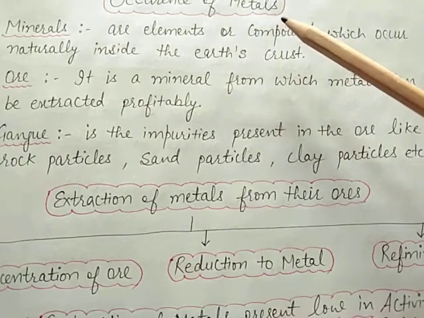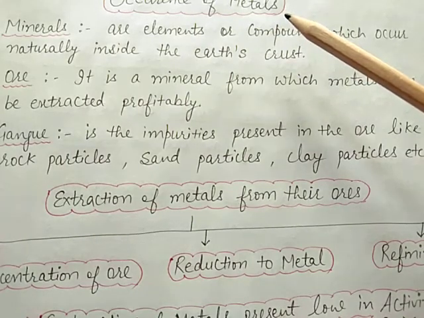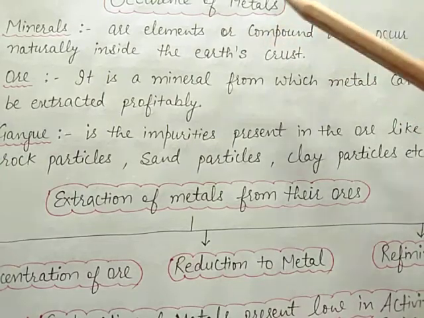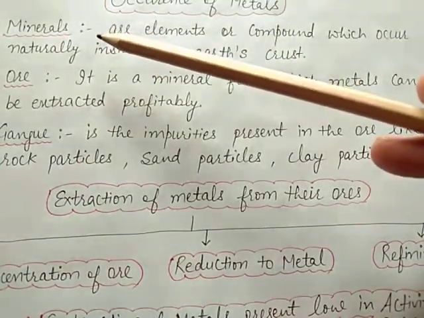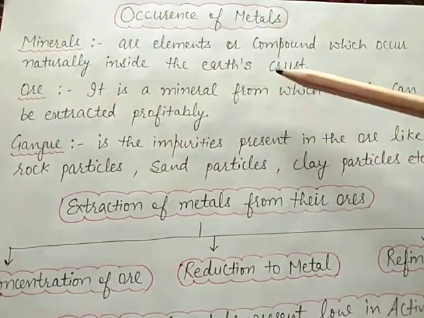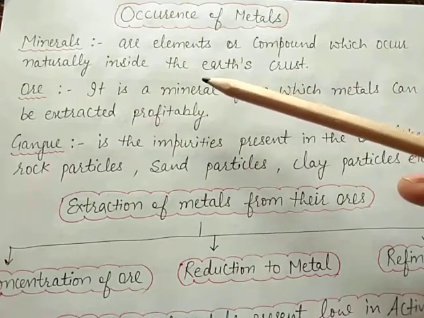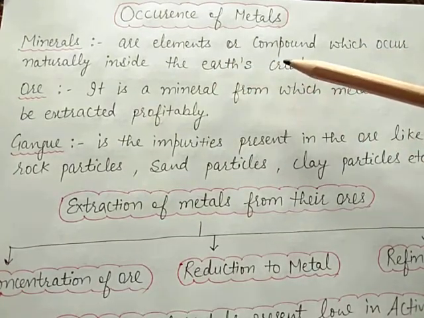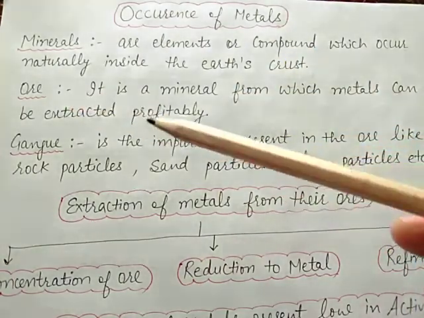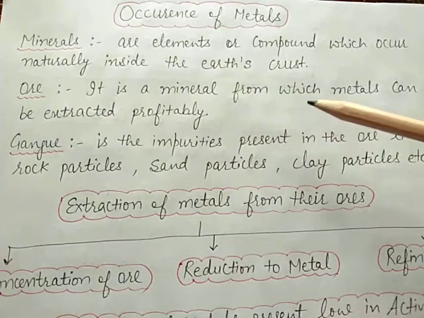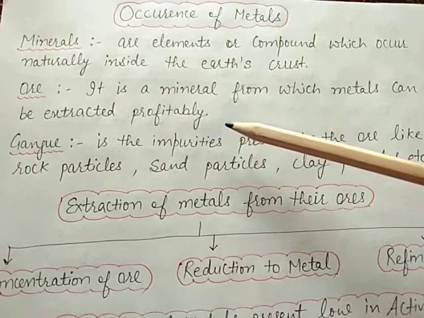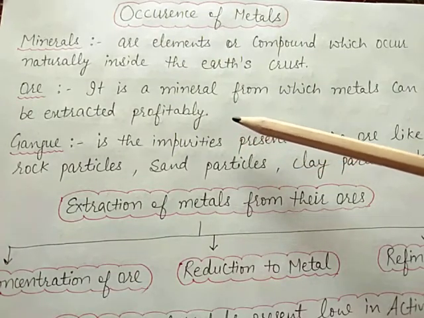Metal exists as oxides, carbonates, sulfates, sulfides. That means the combined state of metal. This is called minerals. Minerals are those elements or compounds which occur naturally inside the earth crust. Next is ores. It is the mineral from which metals can be extracted profitably, means easily.